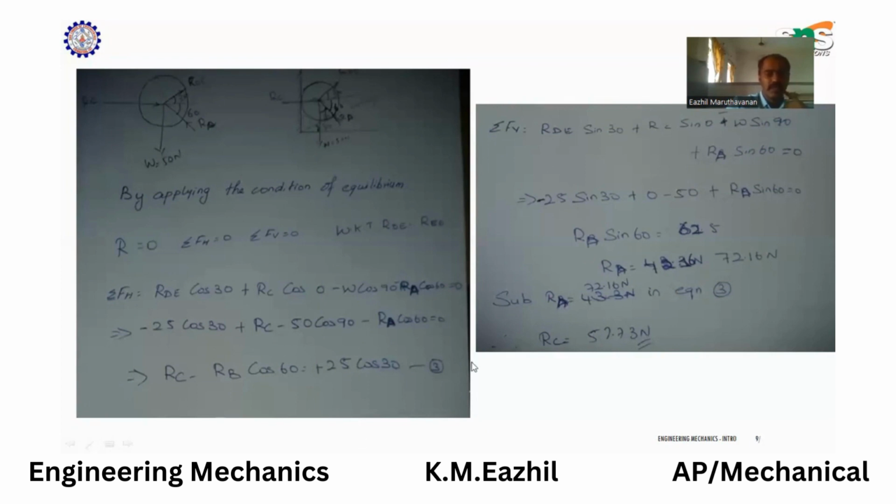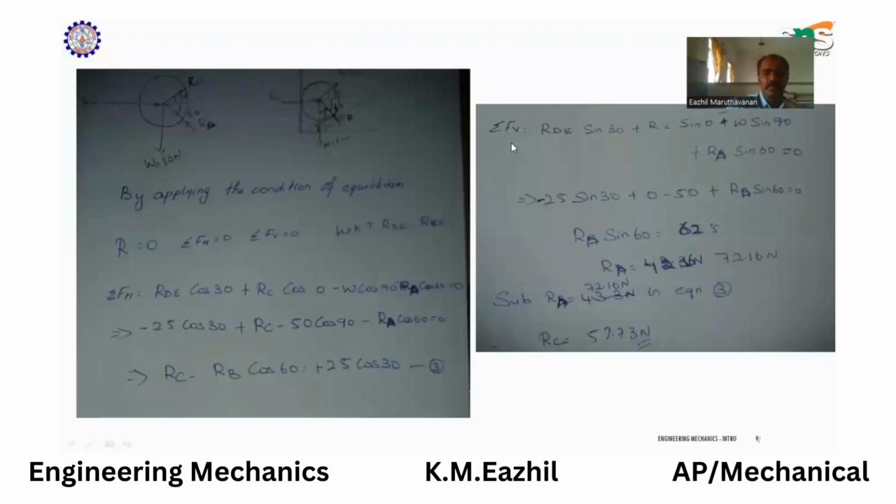In the sigma FH equation, we'll get RC minus RB cos 60 equals 25 cos 30. And by substituting the known values in the sigma FV equation, we'll get the RA value as 72.16 Newton. The 72.16 Newton can be substituted over here and we'll get RC as 57.3 Newton. And then we can write down the results and we'll complete the problem. Thank you.